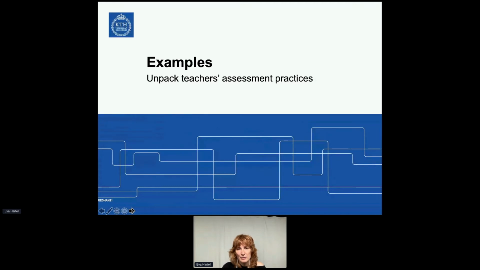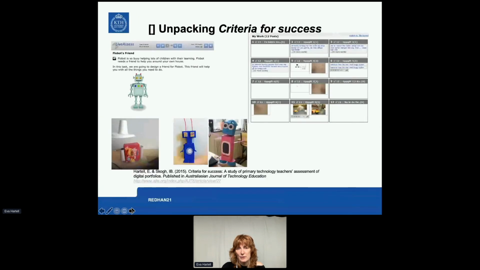Now I will give you some examples. The first one will be on teachers' assessment practices. Here we had an experiment. We did an intervention with a primary school. Kids were 11 or 12 years old, and they designed a robot, a model, and also a portfolio. And it was a multimodal portfolio, and they gathered the evidence of learning by themselves. So there were lots of data.